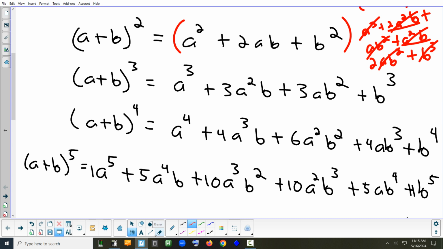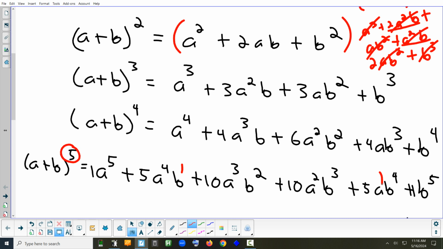Did anybody notice anything else? Yep. The highest exponent is equal to what the original equation is being put to the power. Yeah, in fact, if we generalize that a little bit, the sum of the exponents on every individual term is always equal to that one. The exponent here is 5: 4 plus 1 is 5, 3 plus 2, 2 plus 3, 1 plus 4, and 5. So if you add the exponents together on any term, they're always equal to the original exponent that you had.